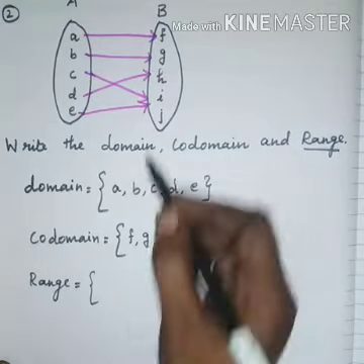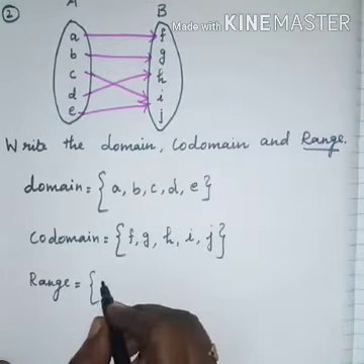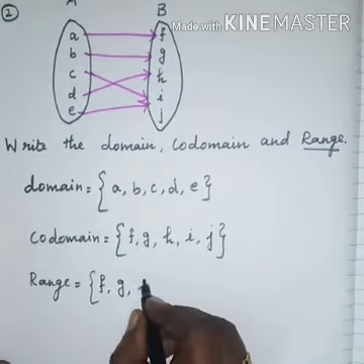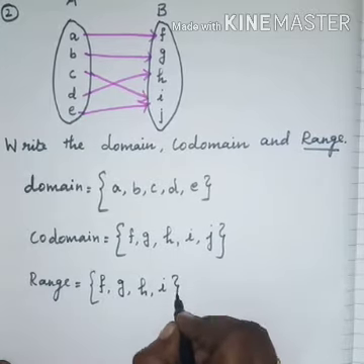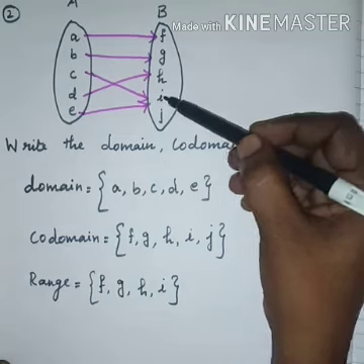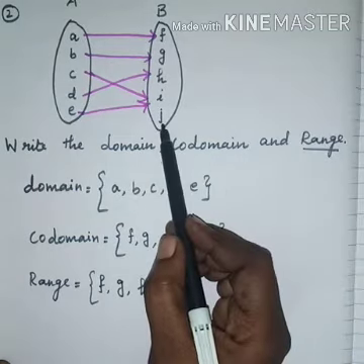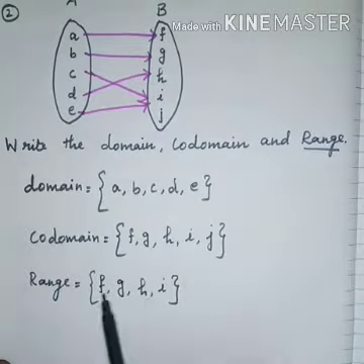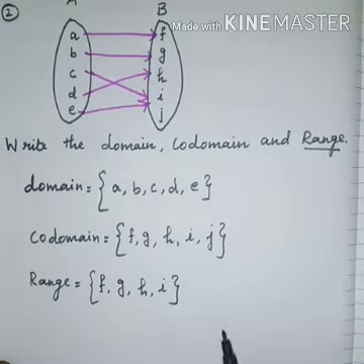So range is equal to what are the elements? F, G, H, I. J is not paired with any elements in A. So J will not be the member of the set range.